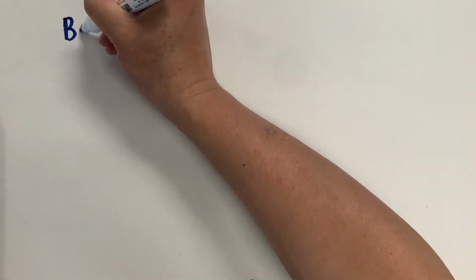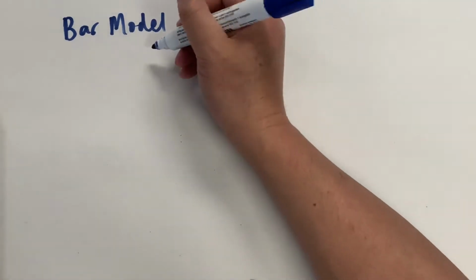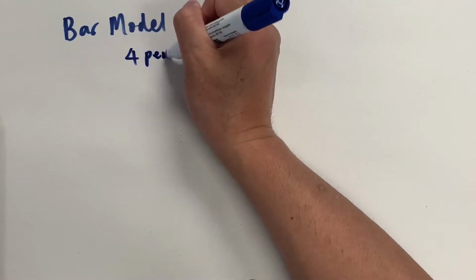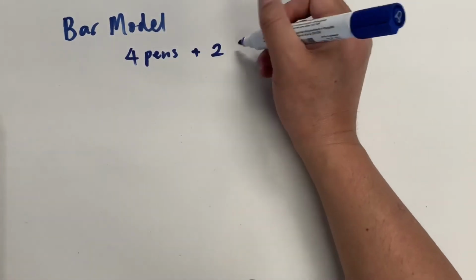So this is a bar model addition. Now this is to prepare to understand the bar model. So we're going to do the first thing. I have 4 pens, right? And I have 2 more pens.